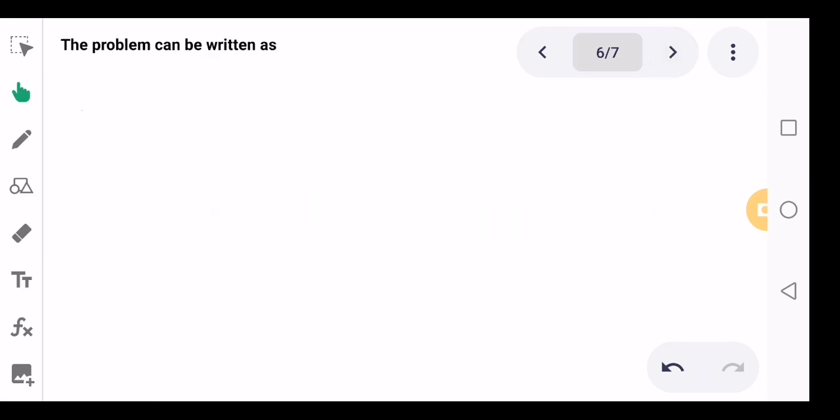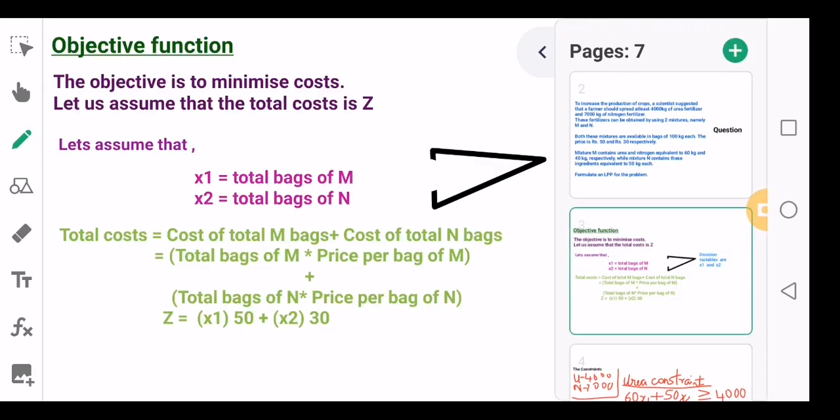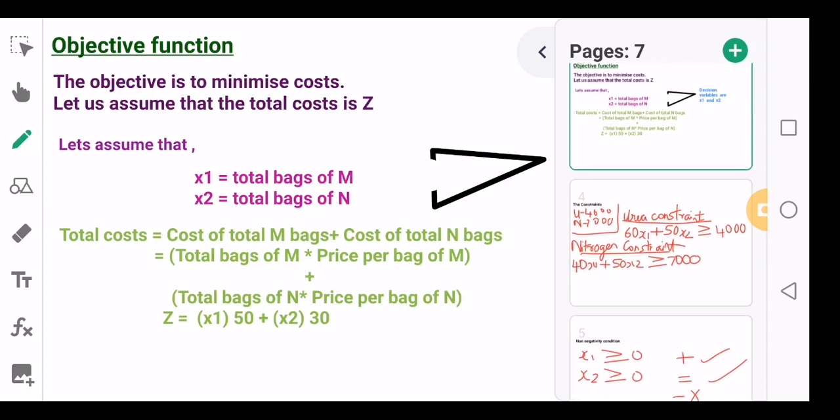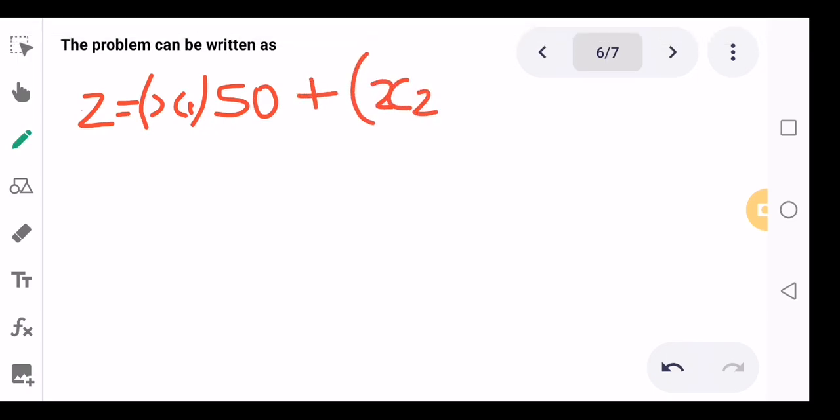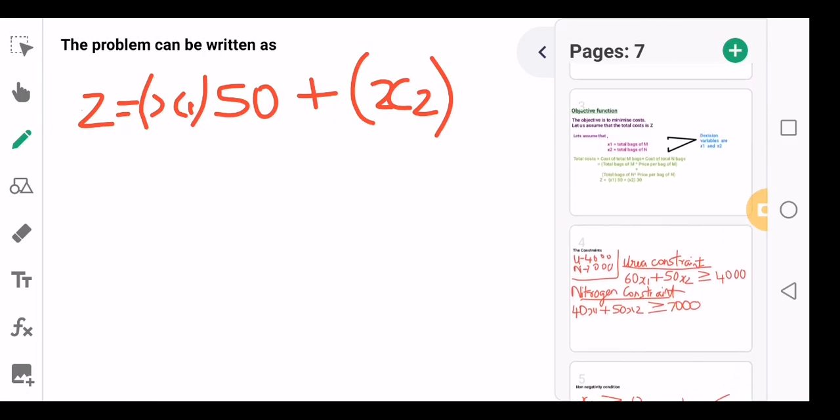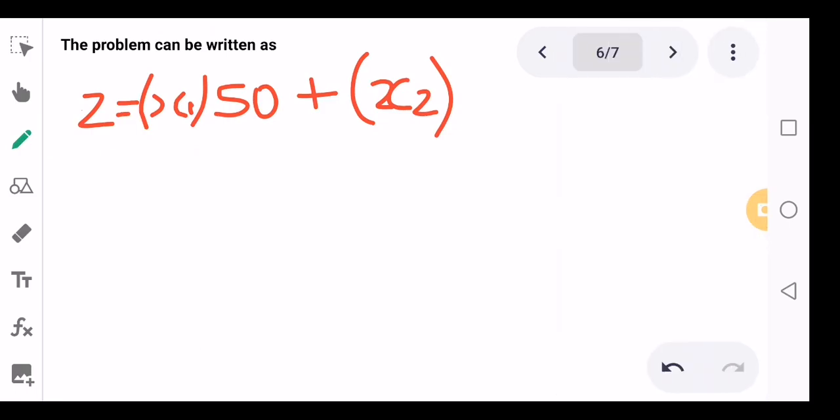Now we have to summarize the entire thing, whatever we have just equated. The first is the objective function. That is Z is equal to x1 into 50 plus x2 into 30. So Z is equal to 50x1 plus 30x2. And this is subject to the constraints.